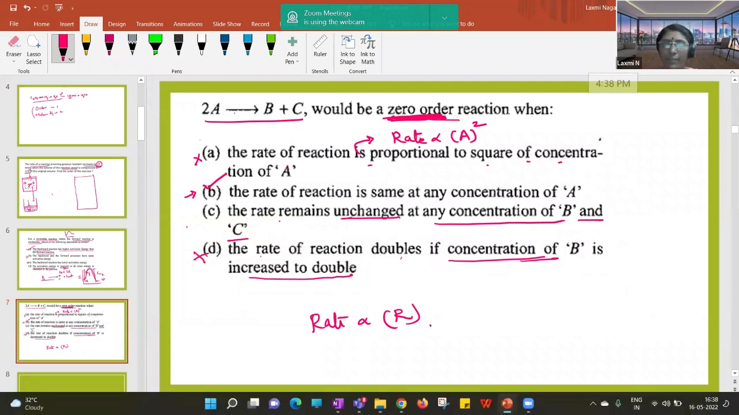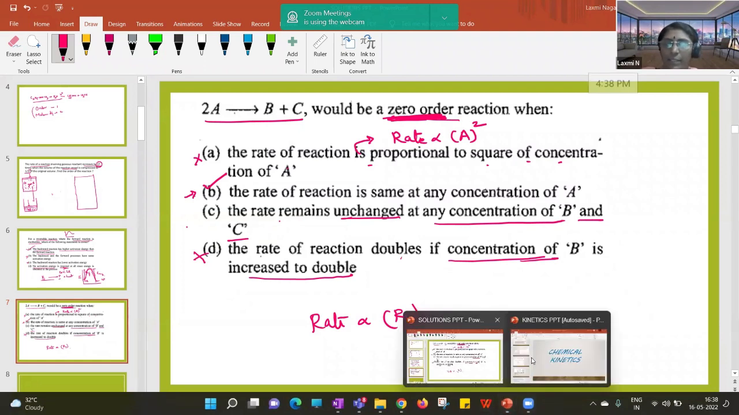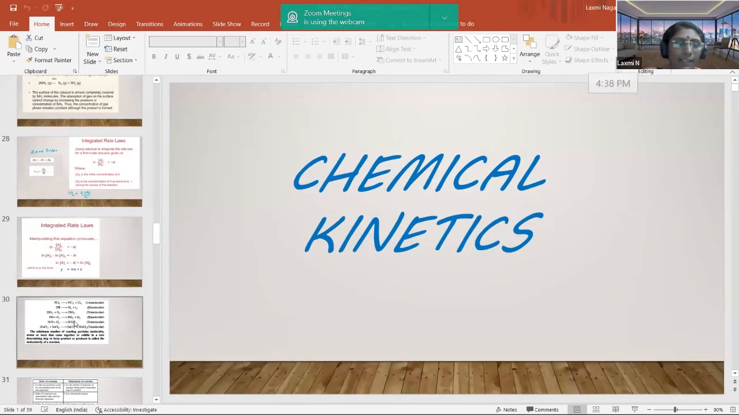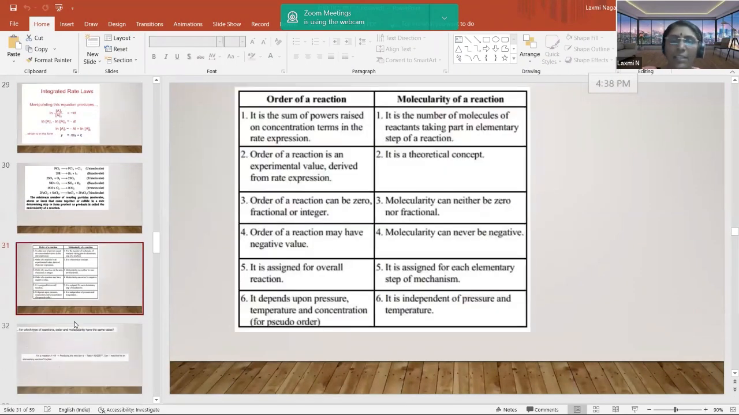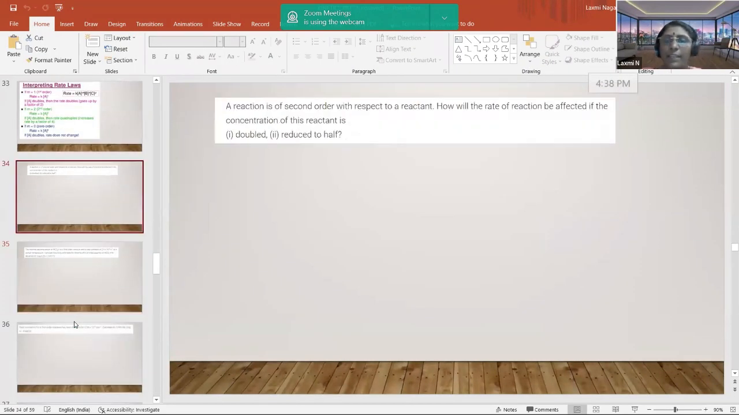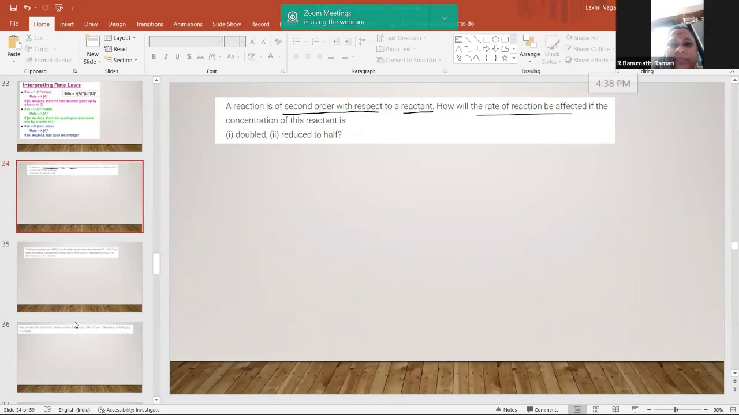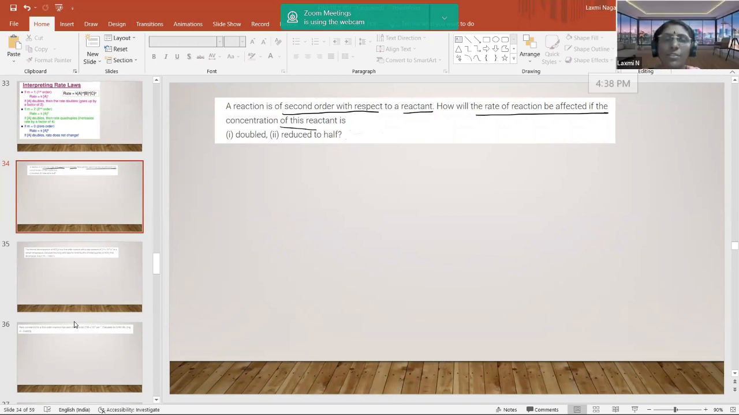I thought we'll have a recap. And what were the other questions that I had collected? Maybe because you are saying chemical kinetics, children find it difficult. So this is a similar question, no, sir? The reaction is of second order with respect to a reactant. How will the rate of reaction be affected if the concentration of this reactant is doubled or reduced to half?